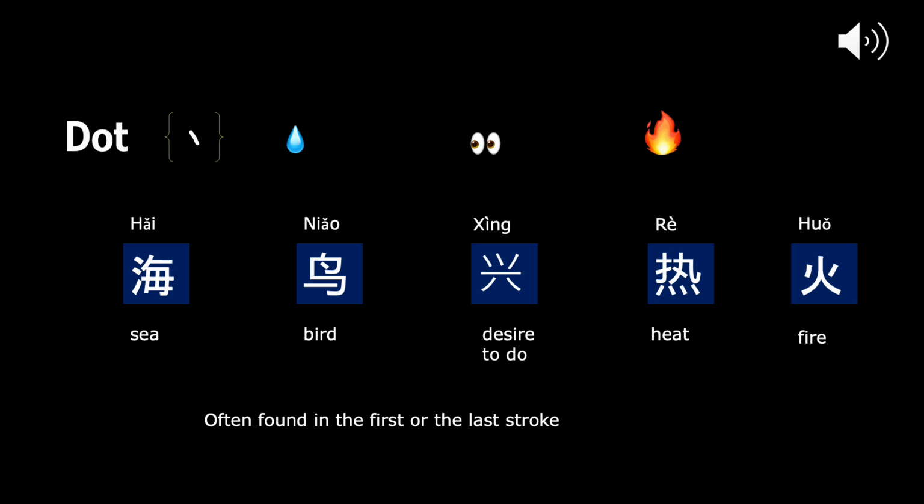The dot, which is often found in the first or the last stroke, represents the water drop, the eye, and fire. The examples are 海, sea, 鸟, bird, 心, desire to do, exciting, 热, heat, 火, fire.